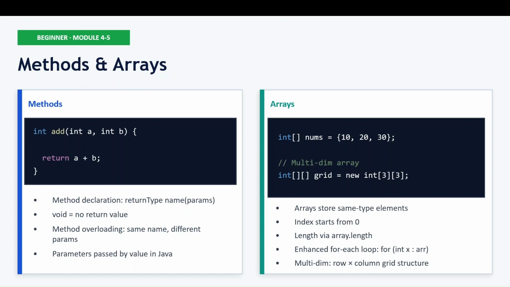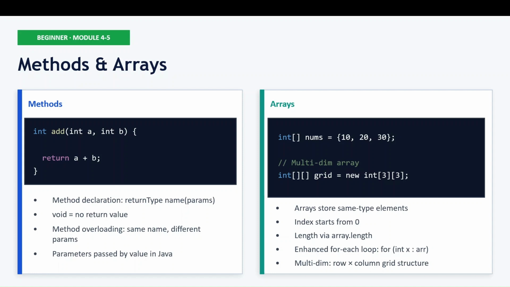And here's the rule that never changes. Indexing in an array always starts at 0. Always. When you say indexing, nums of 0 stores 10, nums of 1 stores 20, and nums of 2 stores 30. There is no nums of 3 because your indexing starts from 0. And the length of the array is calculated by using array.length.